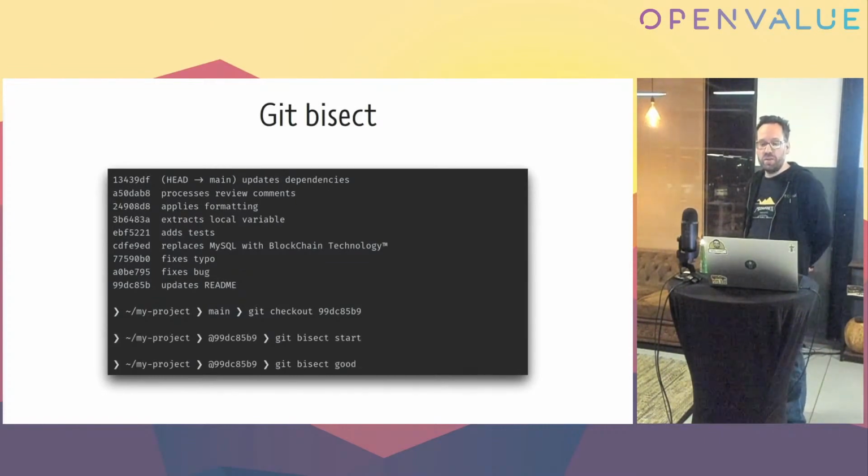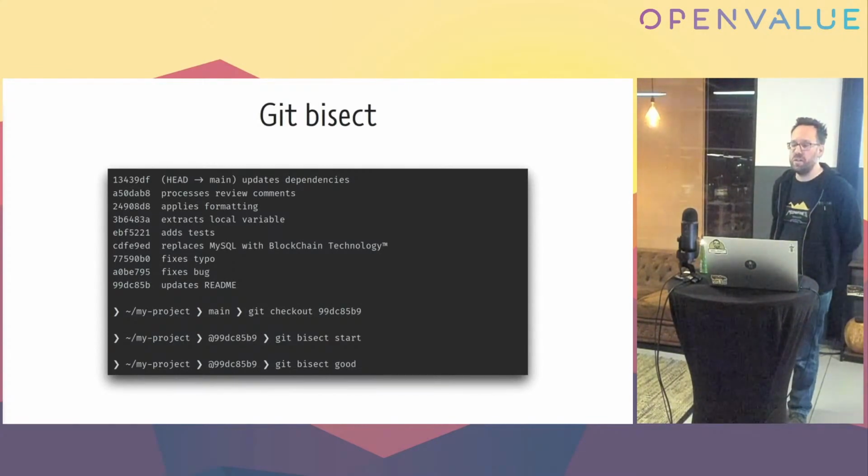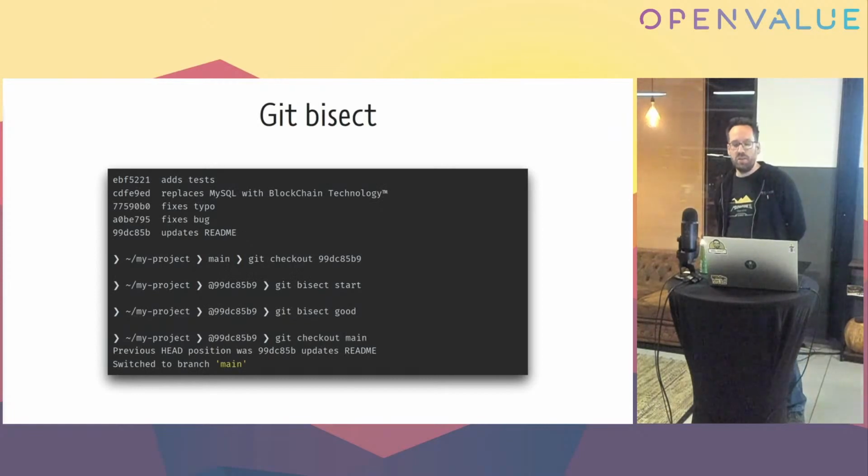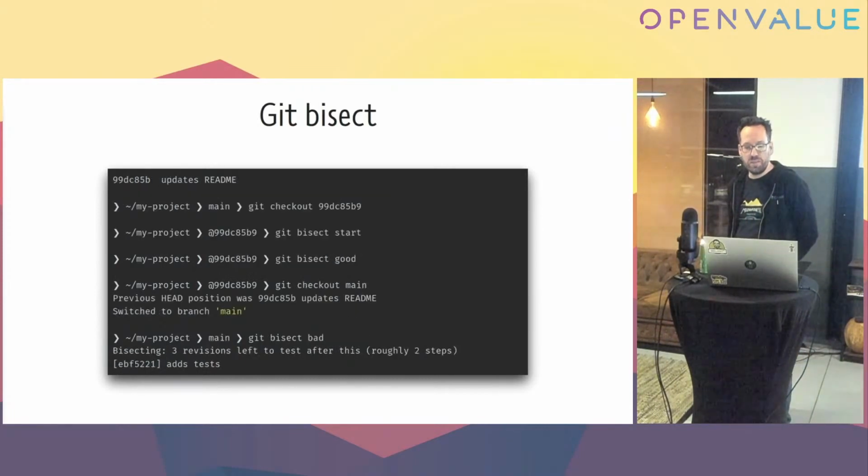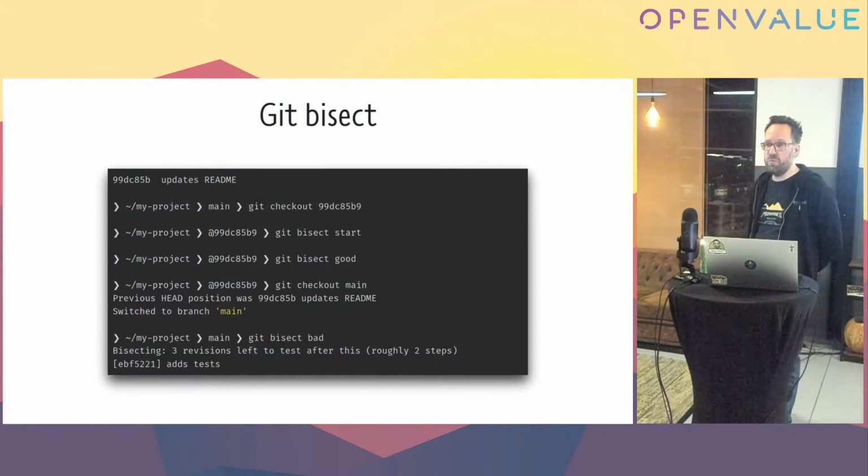And when you have started, you are at this commit and you can say, well, this one is good. The bug is not here yet. Then you check out your main again. You're at the most recent commit. And then you say, this one is bad. And then Git will jump to the commit more or less in the middle.